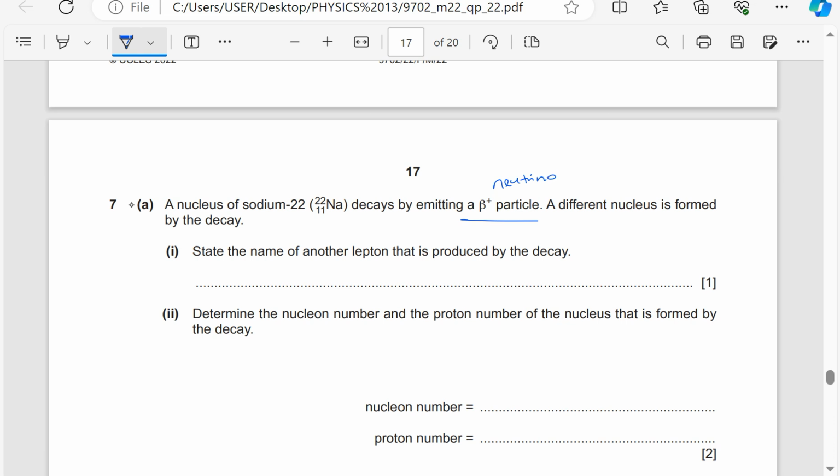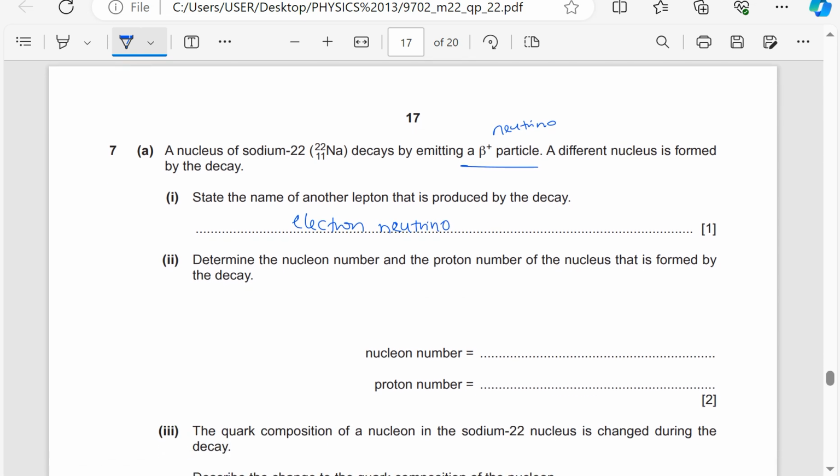So the particle here is called the electron neutrino. If it was beta minus, it would be an antineutrino. So this is the electron neutrino. Okay, it's the electron neutrino which accompanies the beta plus.